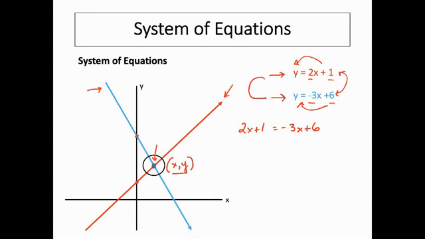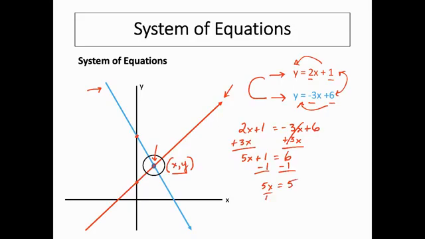I want to get the x's to one side and everything else to the other. So I'm going to add 3x. I don't like negatives hanging around. They usually trip me up, so I get rid of them as quickly as I can. And I'm going to add 3x here. On the left, 2x and 3x give me 5x. On the right, negative 3x plus 3x, those cancel out to 0. On the left side, I have to bring down the 1, and on the right side, I've got the 6. Now I'm going to subtract 1 from both sides to get my x's alone. I end up with 5x equals 5.